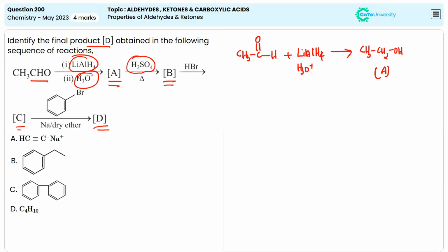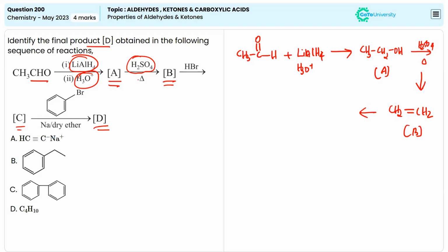Now A reacts with sulfuric acid followed by heating and converts into another product. With heating with sulfuric acid, it will undergo a dehydration reaction, meaning removal of a water molecule. So it will convert into CH2=CH2. This is the alkene produced in the second step. So B is ethene.